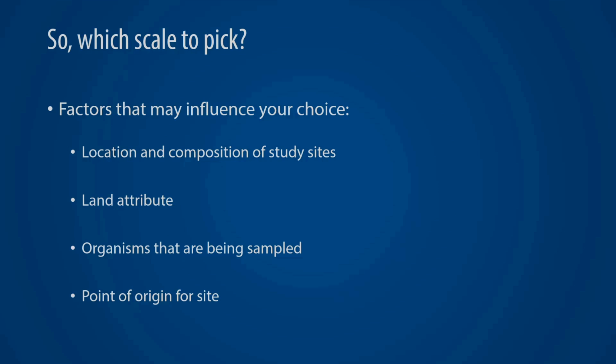The organism you're sampling should also have a say in what scale you choose. Using an organism trait, like for instance bee flight range, can help you understand at what scale an organism is being affected by land attributes. And lastly, the origin point for your study site. Again, this won't be a major change, but it's really dependent on how you define what is your site. Maybe a single point, or it could be a transect, or it could be multiple points.